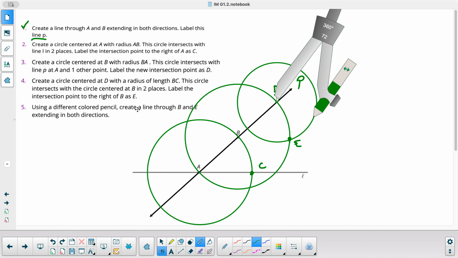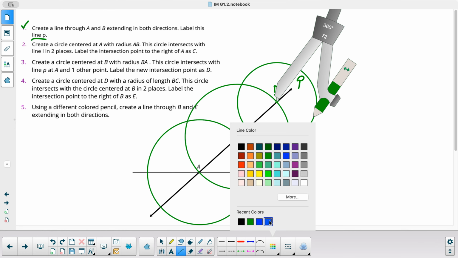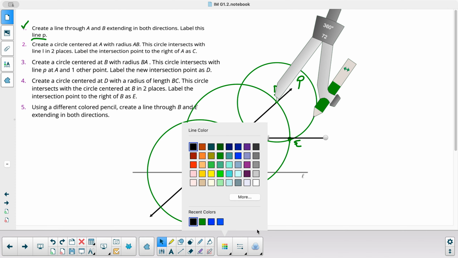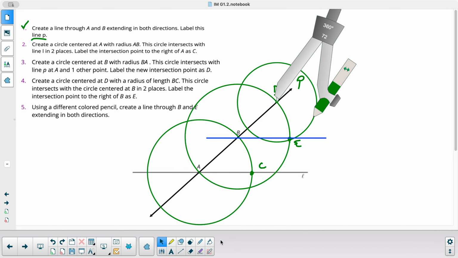Using a different colored pencil, create a line through B and E. Okay, so let's see here. Use blue. Oh, it's supposed to be blue. Let's see if I can do that. There we go. And I didn't put arrows on it. Let me put my arrows because it's a line.